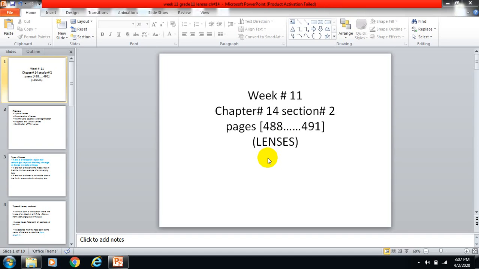We have week 11 regarding physics. We are going to cover chapter 14, section 2, pages 488 to 491. Regarding the lenses, we will discuss the lenses.